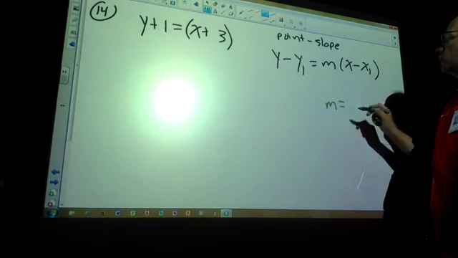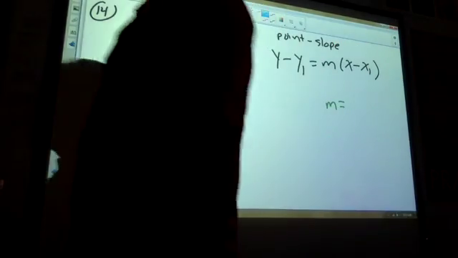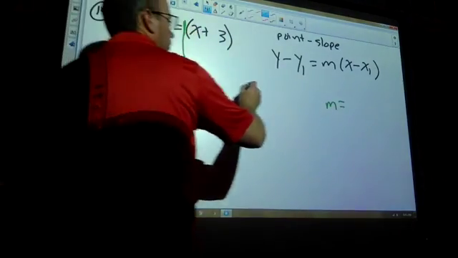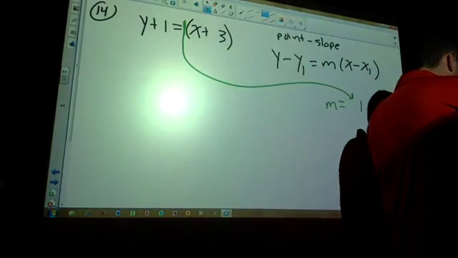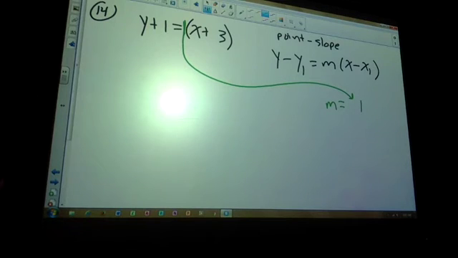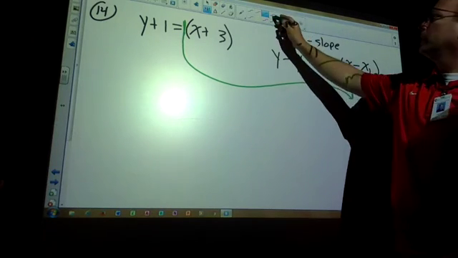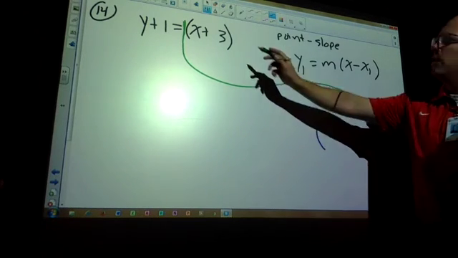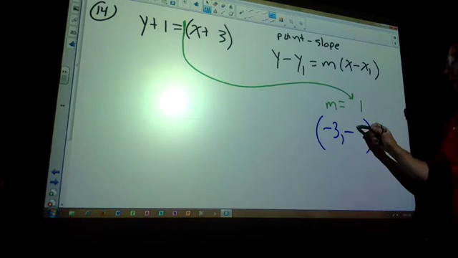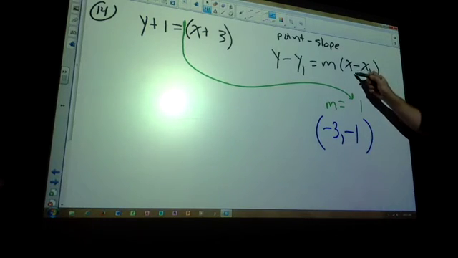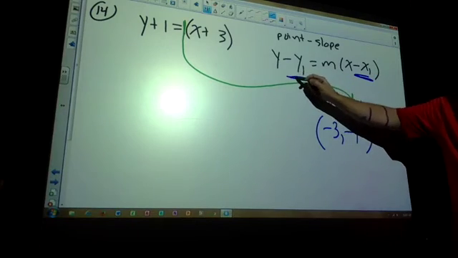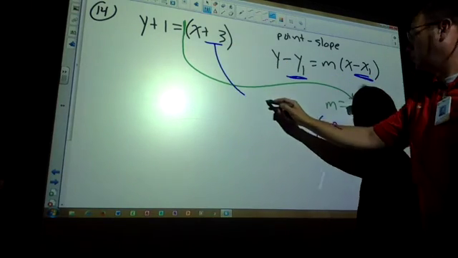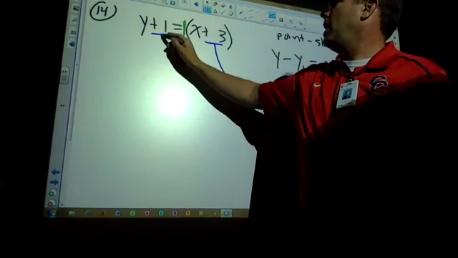So what is my slope of this? There's a 1 right there, and 1 is the same thing as 1 over 1, correct? All right. What is my point? -3, -1. So negative 3 and negative 1. Take eyes up here. Notice here and here. It has to be opposite. It has to be an opposite.